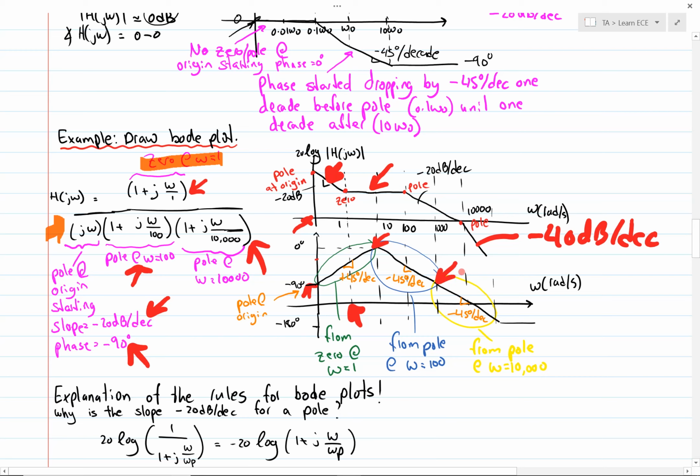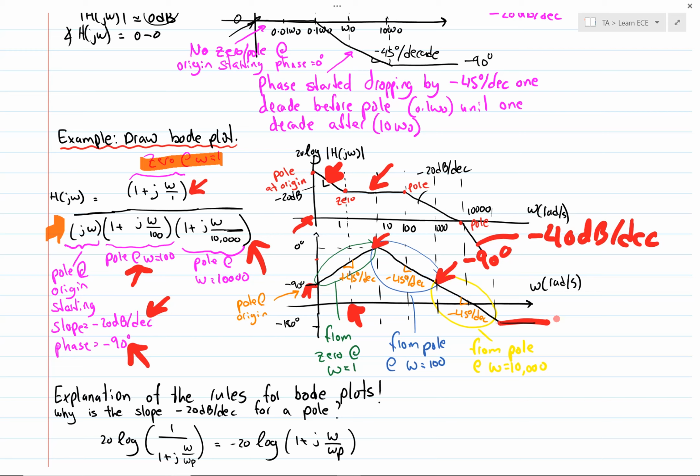So here I've come back to minus 90 degrees. Here again at 1000, I see that 1 decade before my other pole, and so my slope is going to be minus 45 from 1000 to 100,000. So again, you can see that over here, and then it flattens out at minus 180 degrees. So now we've drawn a Bode plot for a more complicated case based on the quick rules that I explained.